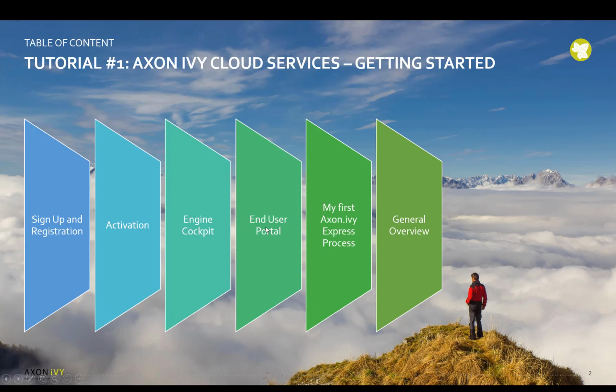First of all, we will do a sign up and registration together. After you get your activation, you can have access to the Engine Cockpit, which is the administration environment of your cloud. We will also have a look at the end user portal, which is provided in your service. And the end user portal provides you with the Axon.ivy Express, which is a completely no-code design environment. And in this environment, we will set up our first process made with the Axon.ivy Express module. And after that, we will have a general overview of the end user portal. Have fun with the next steps.